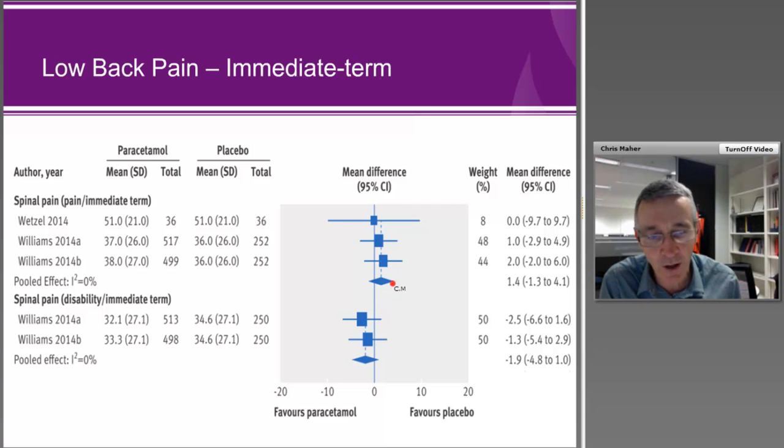So if we just look at the top one, this is the pooled estimate, the effect of paracetamol versus placebo on a scale from 0 to 100. The point estimate is 1.4, but it crosses 0, so there's no statistically significant effect of paracetamol on spinal pain when you look at all those studies, and the same with for disability.